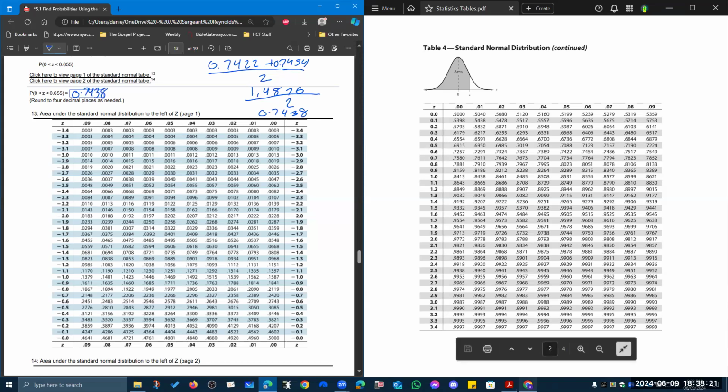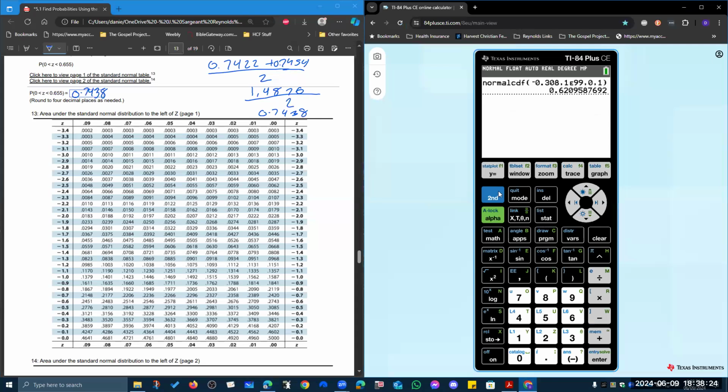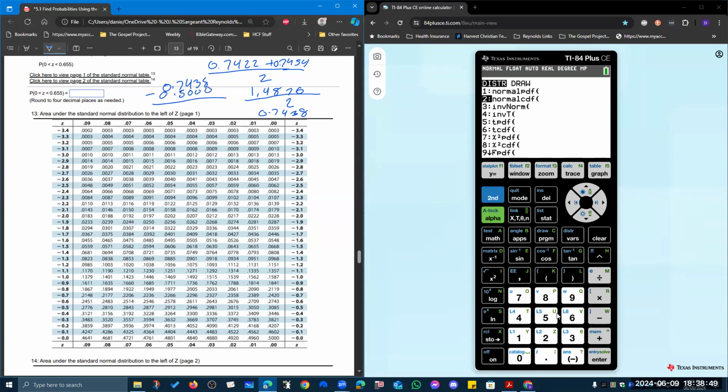Let's see how good that approximation is with the calculator. Second, distribution, normal, CDF. We're going to have this, though, excuse me, 0.7438 is the number that's on the right. We need to subtract 50% from that, 0.2438.